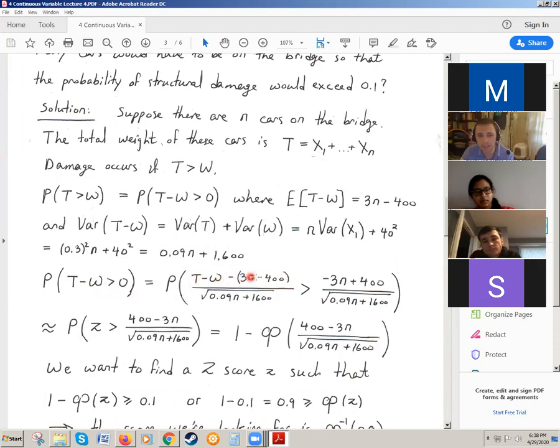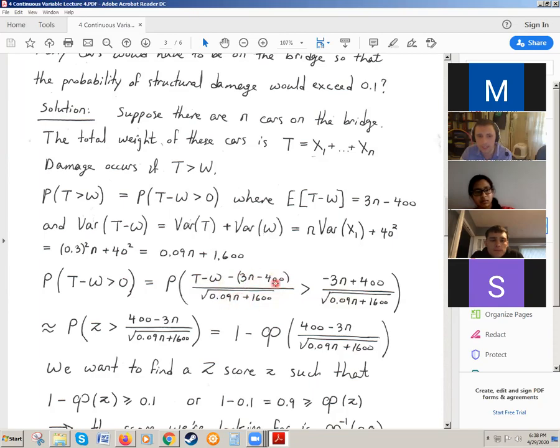So then the probability that T minus W is bigger than 0 is the probability of T minus W minus the expected value of T minus W, divided by the standard deviation of T minus W, which we said we figure out by summing the squares of the individual deviations of T and W and taking the square root. Okay, so that's this number, the square root of that number. And we do the same thing here, right? Since we subtracted 3n minus 400, we do the same thing to the 0. Since we divided by this root, we do the same thing to the 0. And we now have this relationship, okay?